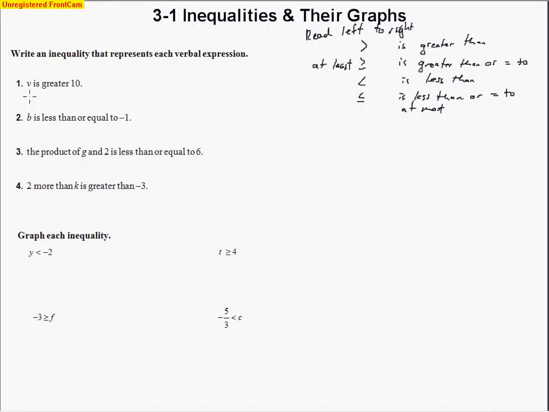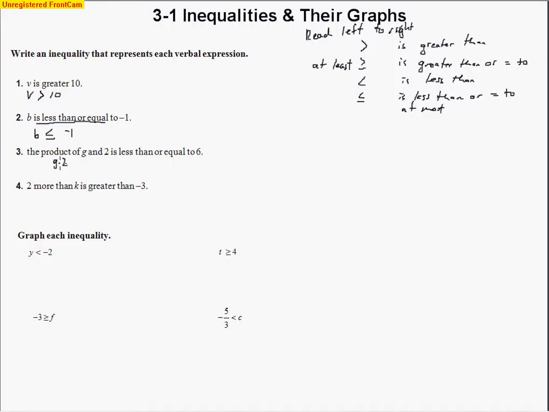So let's take a look at it. It says v is greater than 10. So we just use v, and greater than means it's got to open towards the v, because that's the bigger number, greater than 10, and that's it. That's all you're going to do. So b is less than or equal to, so less than or equal to points towards the b, and to negative 1.